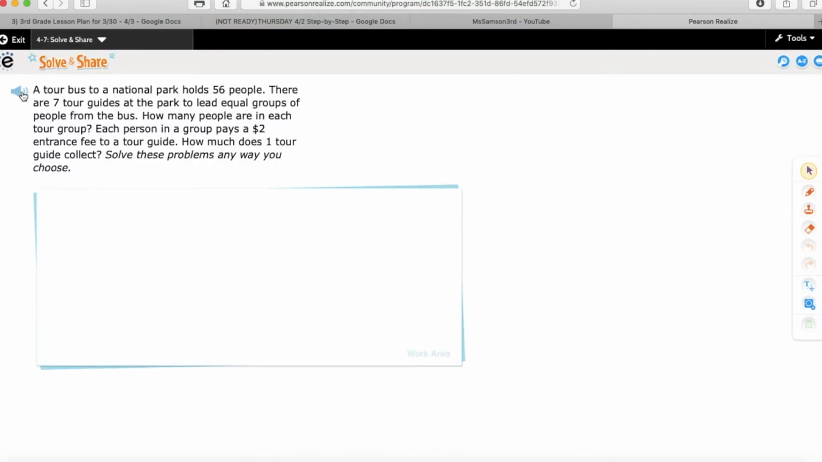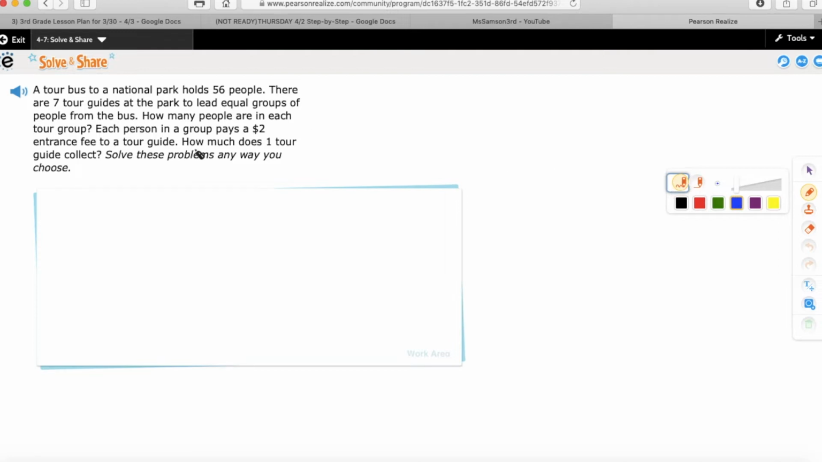Okay, so today your solve and share is: a tour bus to a national park holds 56 people. There are 7 tour guides at the park to lead equal groups of people from the bus. How many people are in each tour group? Each person in a group pays a $2 entrance fee to a tour guide. How much does one tour guide collect? Solve these problems any way you choose. Ooh, lots and lots of information in this problem.